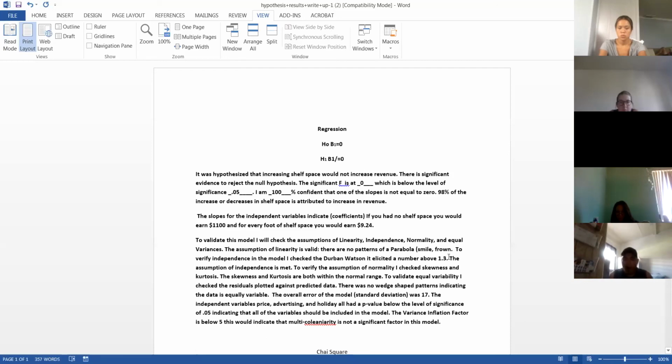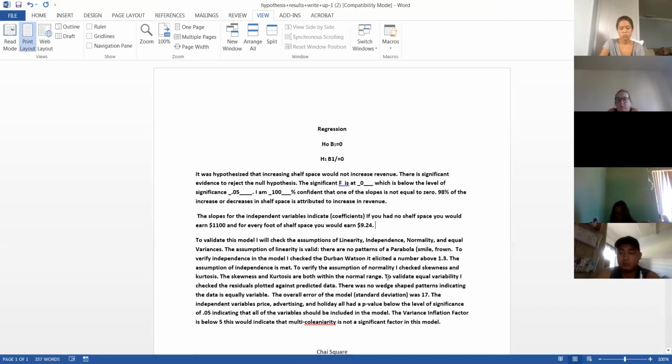So we're good, right? So 1, it's linear. 2, our standard error is okay. To verify the assumption of normality, I checked skewness and kurtosis. The skewness and kurtosis were both within normal range. And so that tells me my p-value is okay.